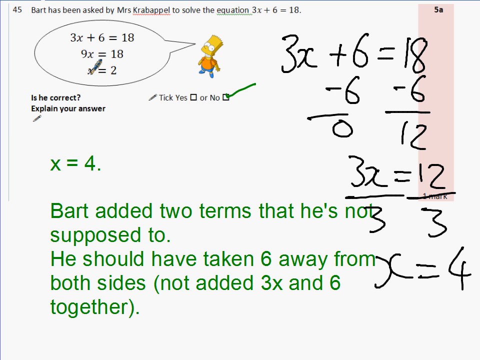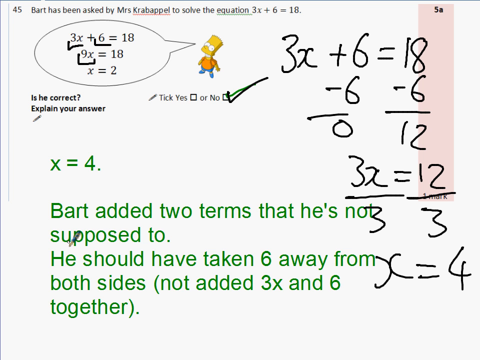He says that x equals 2. So clearly he's done something wrong. So we say no, and then we have a look at what he's done. 3x plus 6. He's then simplified it to 9x. Hold on a second. You can't add 3x and 6 like that. You can't simplify them like that. That's not possible. And yet he thinks he can. He's called it 9x. Once he's done that, I can see why he says x equals 2, but he should never have said that 3x plus 6 is 9x to start with. So that's where he went wrong.